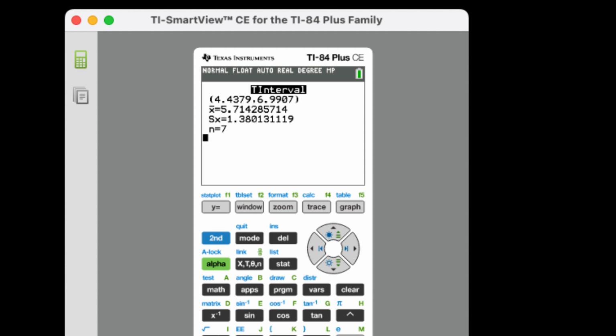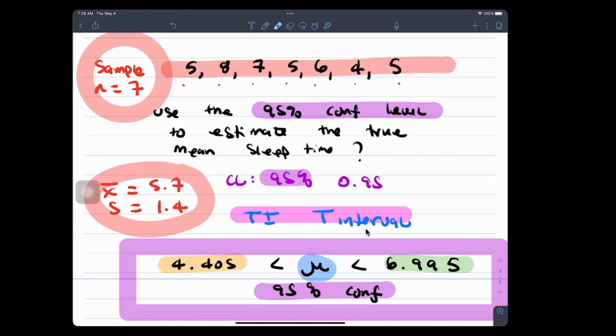You say, Mr. Judge, this looks slightly different than what you just gave me. They have 4.5379 and 6.9907. Their mean is 5.7142857114, their standard deviation is 1.38013111119, and the sample size is 7. So why is it slightly different? Does anybody know why? Our answers were slightly different than if I did L1 in that list. Why? Do you guys know why?